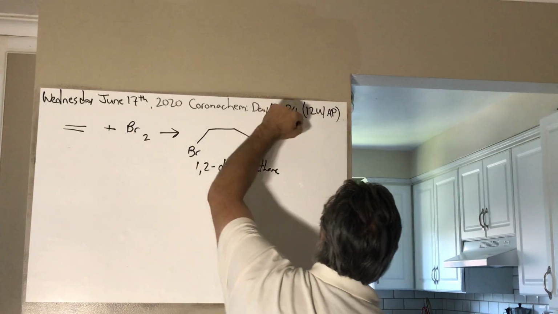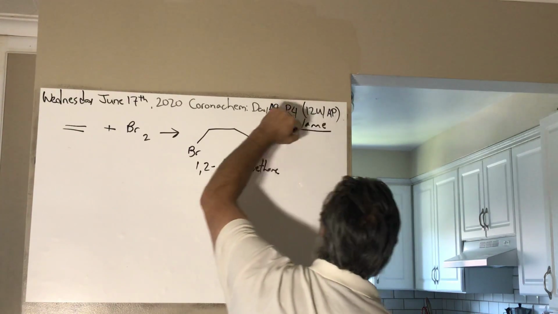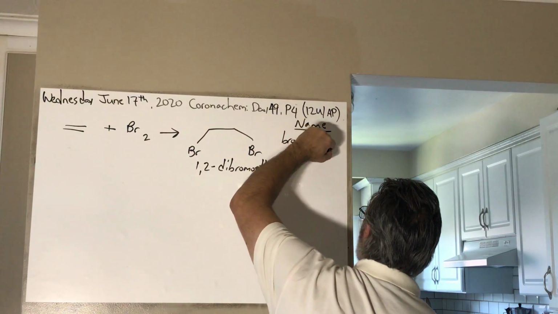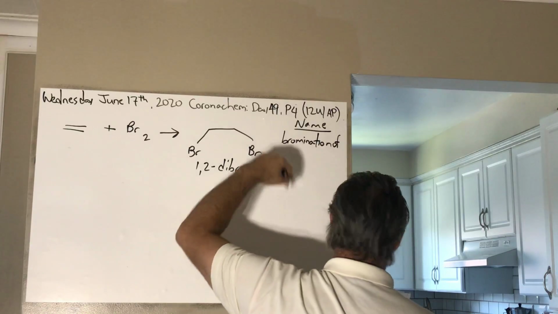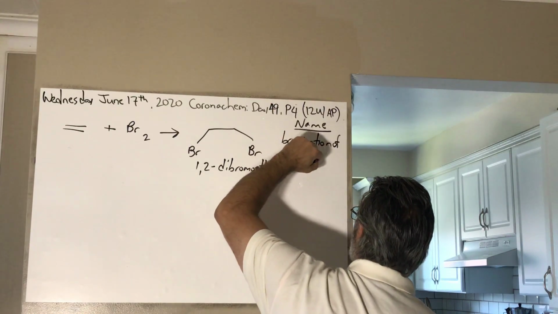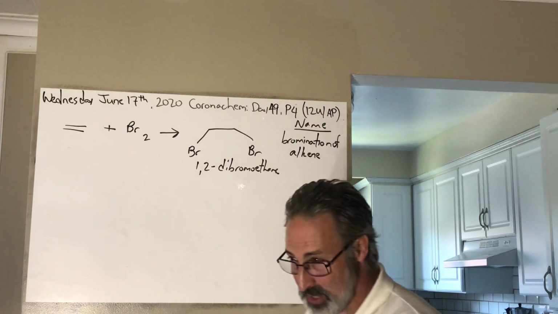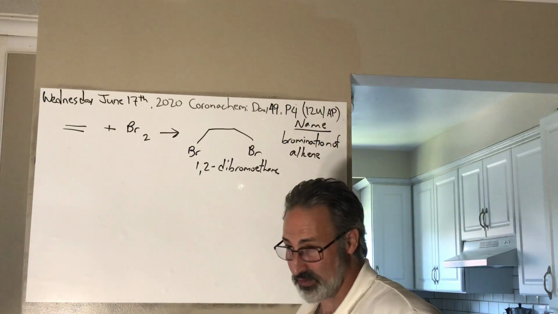And this reaction is called the bromination of an alkene. So alkenes can be brominated. Any halogen tends to add across double bonds. In fact, it's a test for unsaturation.